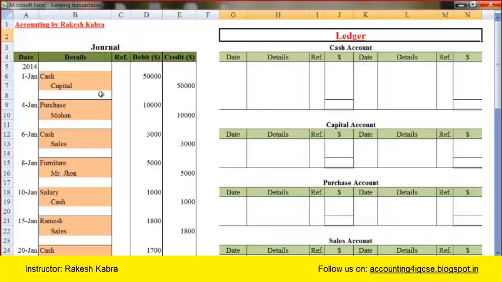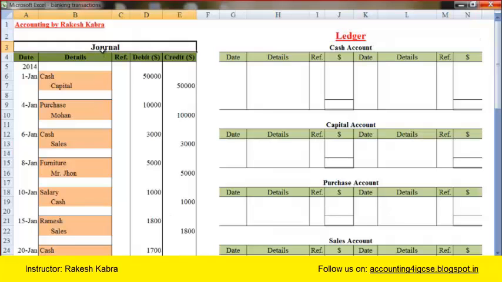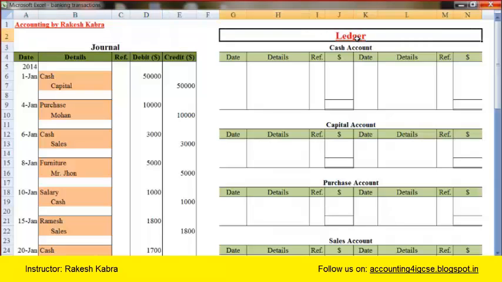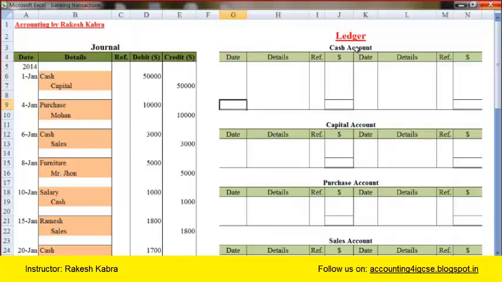See, here we have one journal, and in this journal the entries are already there. Besides this journal, I have also created a ledger. The ledger is a separate type of register, a different type of record, and in that record we open accounts.